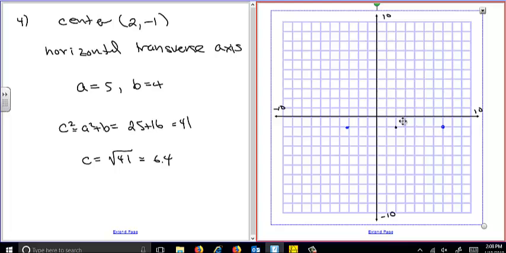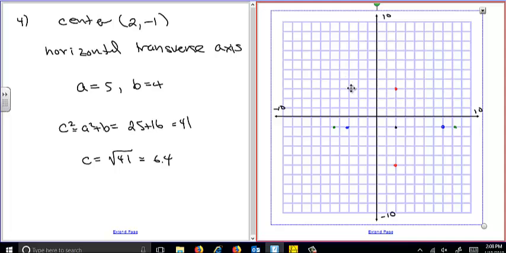Along that same axis, we have c, which is 6.4. 1, 2, 3, 4, 5, 6.4, and the same in the other direction. So those are the focal points. Then we'll go in the vertical direction to do B, 1, 2, 3, 4, and 1, 2, 3, 4.